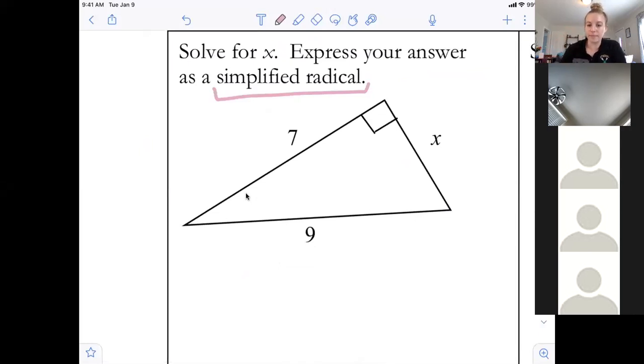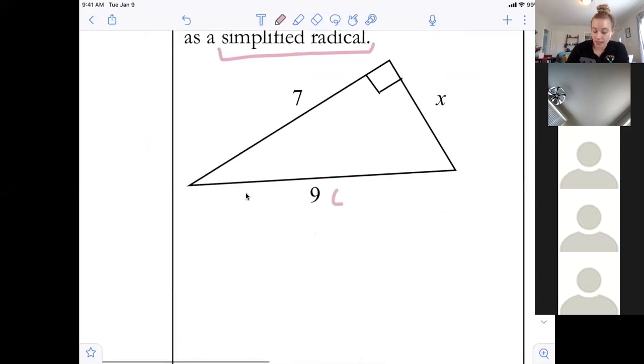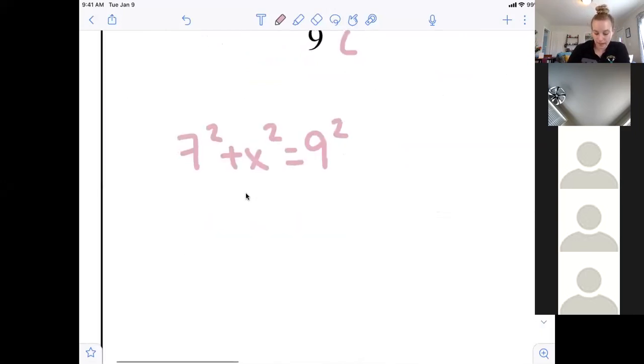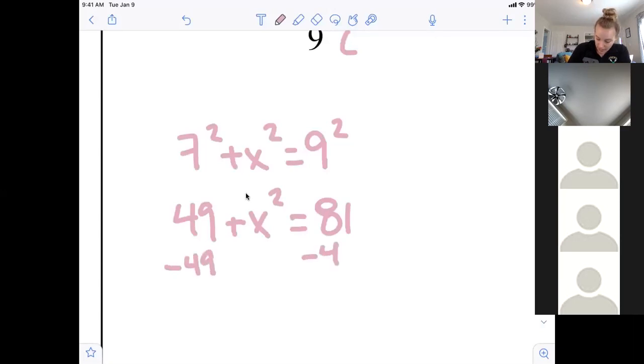What's my c on this one? 9. 9. Very good. Thank you, Isaac. 9's your c on this one. So it doesn't matter how you write 7 and x as long as 9 is by itself. So I'm going to say 7 squared plus x squared equals 9 squared. 7 squared is 49. X squared equals 81. Let's minus our 49 from both sides. And I get x squared equals 32.